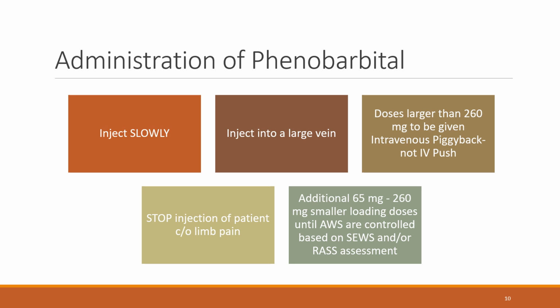Use proper IV injection technique to avoid inadvertent intra-arterial injection, which has resulted in gangrene requiring amputation. Discontinue administration of injection if patient complains of limb pain. Doses larger than 260 milligrams need to be IV piggyback, not push. If required based on SOS and/or RAS assessment, you can give additional 65 to 260 milligram smaller loading doses until alcohol withdrawal syndrome is controlled.